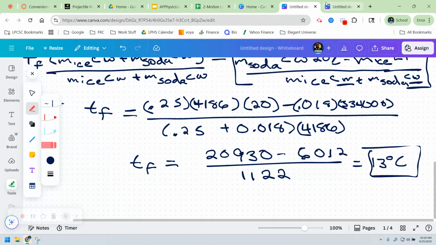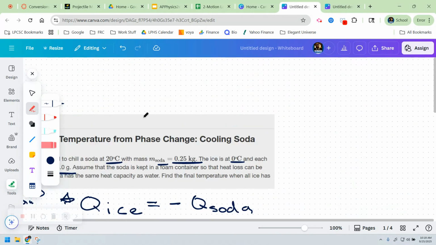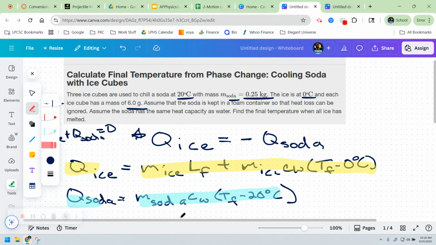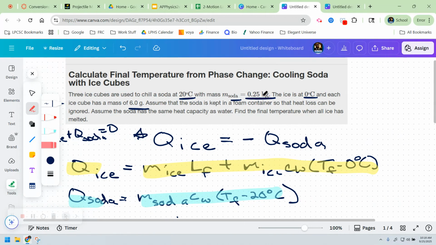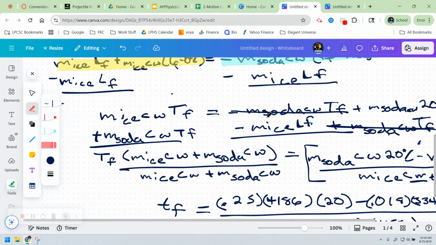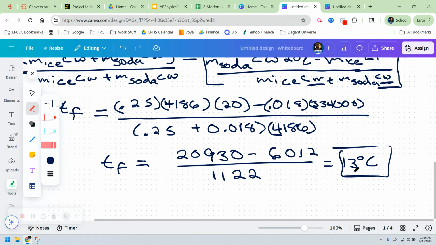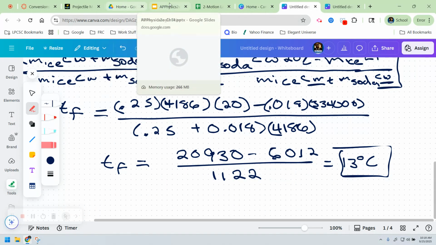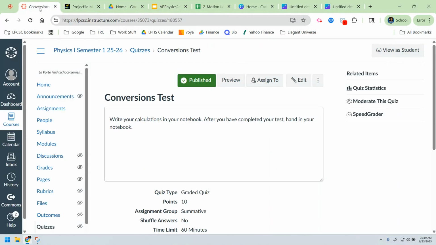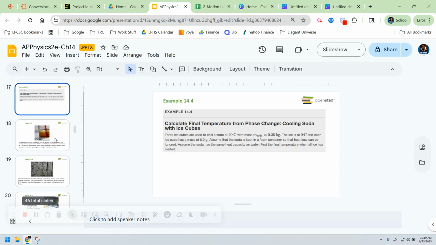That was a lot. So that's how you would do that. If I had to recap, if I had a soda with a mass of 0.25 kilograms at 20 degrees Celsius, and the ice was at 0 degrees Celsius, and I had 3 cubes at 6 grams, that would be my answer. The final temperature for both would be 13 degrees Celsius. And I think that is basically all I had to do.